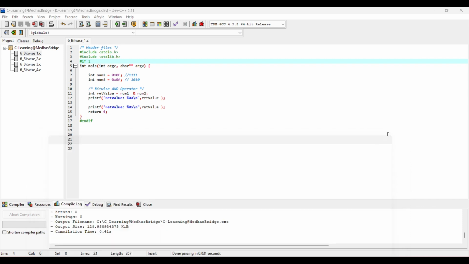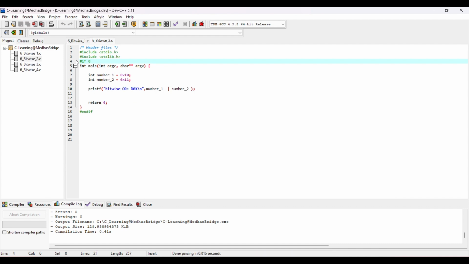Otherwise, this is how the bitwise AND operation on two operands works. Okay, now going back to my second example, do you see this one?